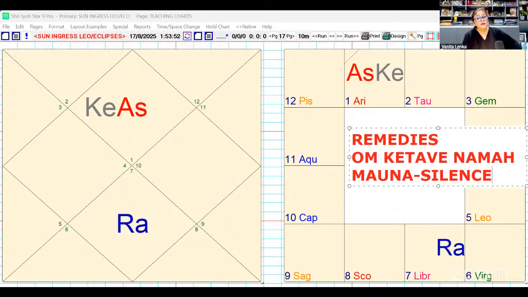Declutter your environment. Don't keep things which you have not used in the past five years. Donate them, give them away. Ketu will be happy. Believe me, it will be really happy. And vow a few words on chosen days. Don't speak much. Mauna is silence, but choosing and picking your words carefully is even more than silence.